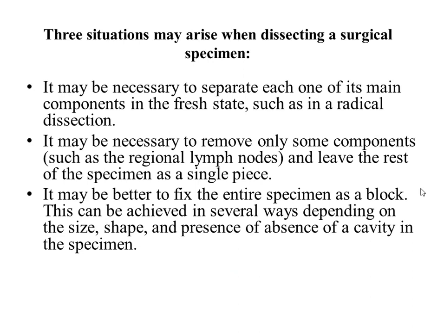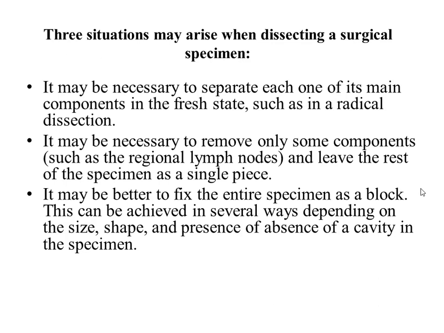It may be necessary to separate each one of its main components in the fresh state, such as in radical dissection. It may be necessary to remove only some components, such as the regional lymph node, and leave the rest of the specimen as a single piece. It may be better to fix the entire specimen as a block.